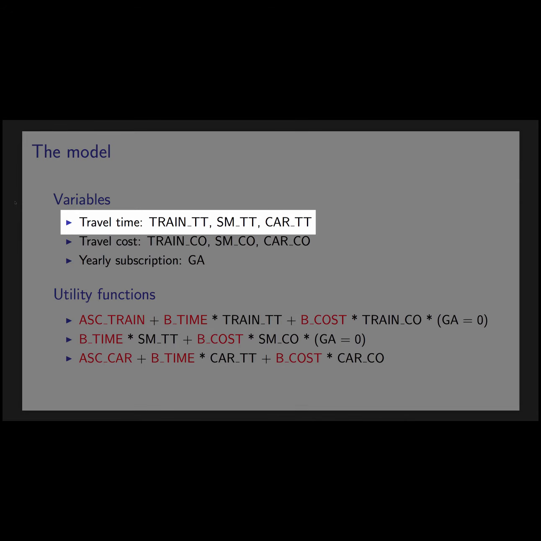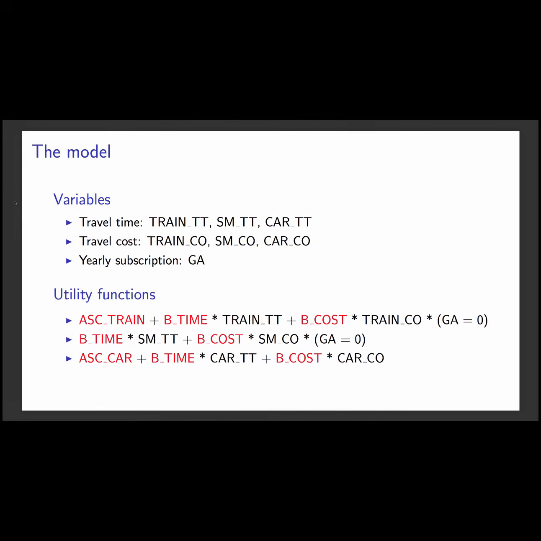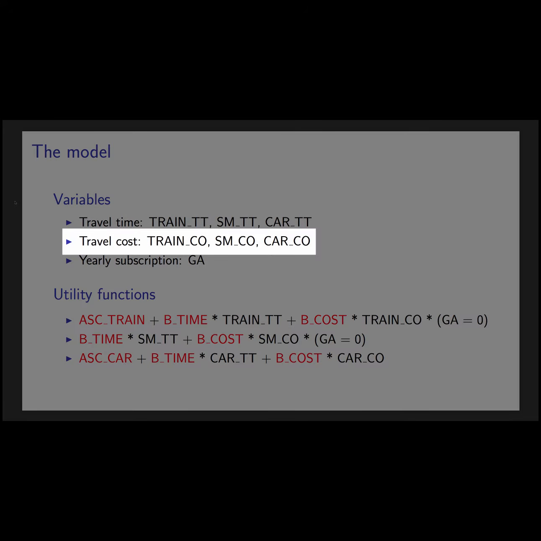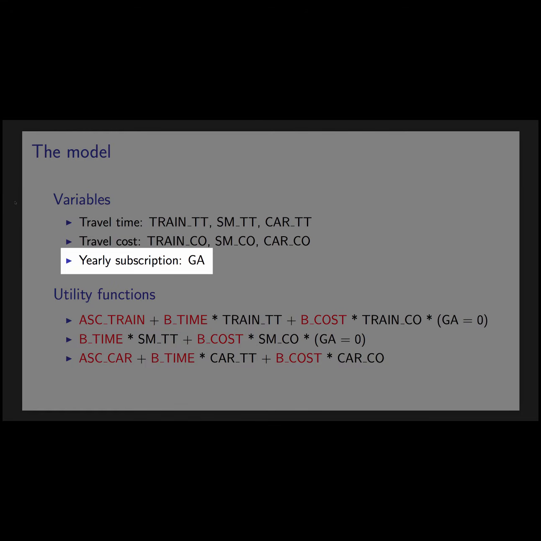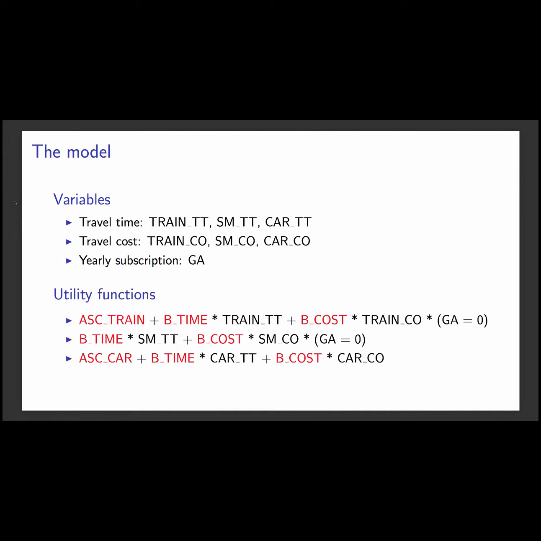The first variable is the travel time for each mode of transportation. The second variable is the travel cost for each mode of transportation. And the last variable identifies individuals who own a yearly subscription for public transportation. Indeed, such travelers will not pay any cost to take public transportation because they own a yearly subscription.